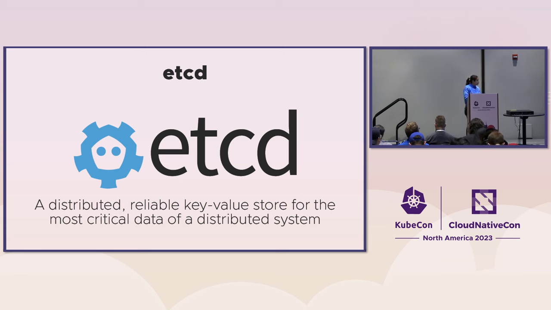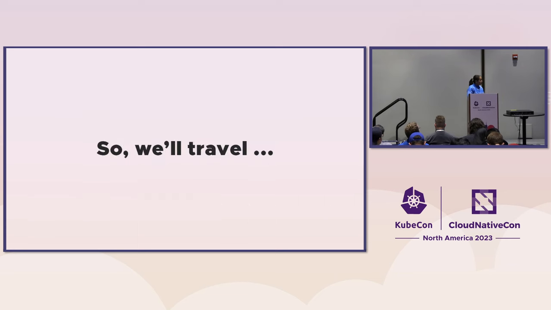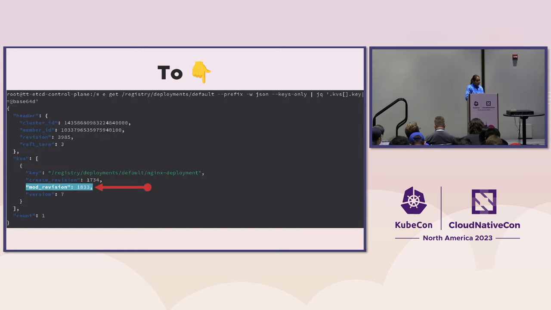So, for this talk, we'll travel all the way from a Kubernetes object. Here, I have a screenshot from a command I ran in my terminal, kubectl get deployment nginx-deployment, trying to get the output in YAML format. We'll move all the way from understanding where this resource version is coming from, going back to exactly where it's coming from, which is etcd. So this is going to be the discussion.